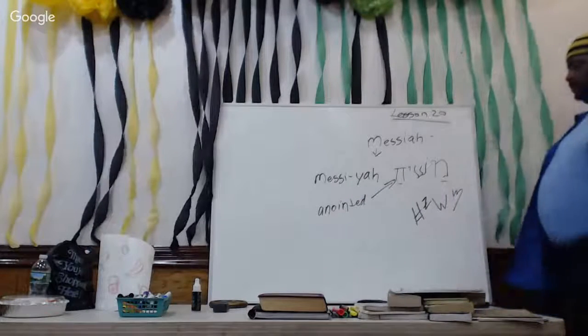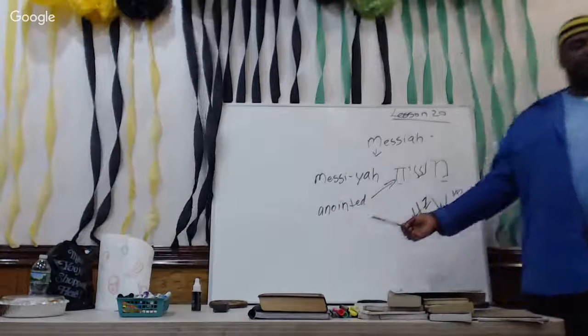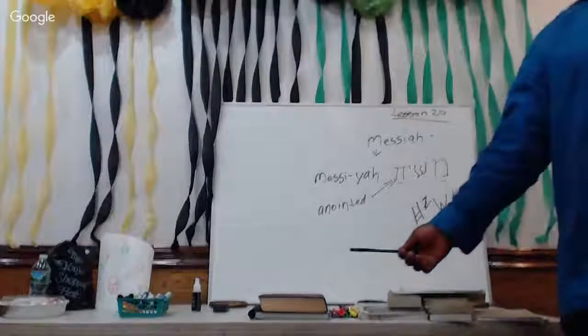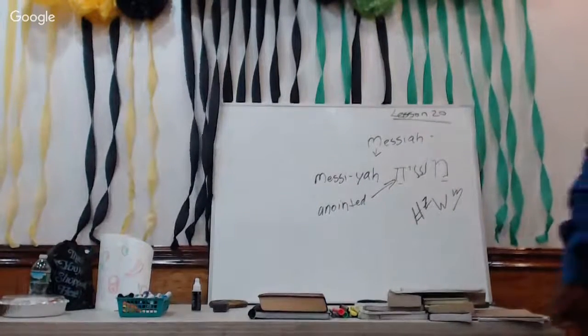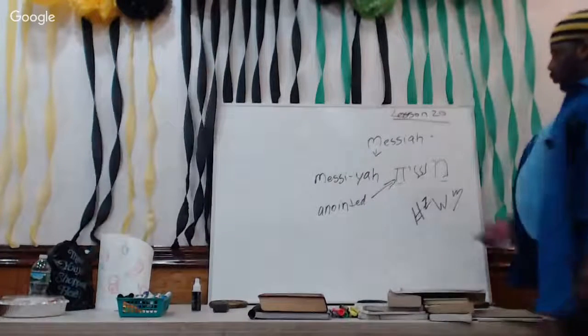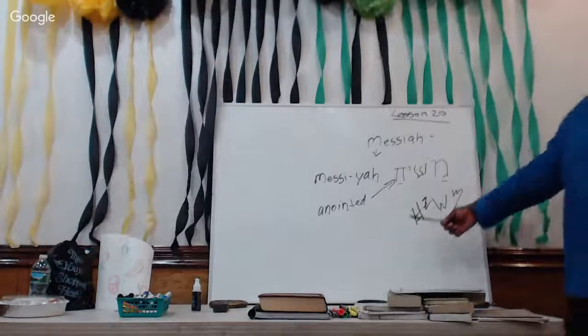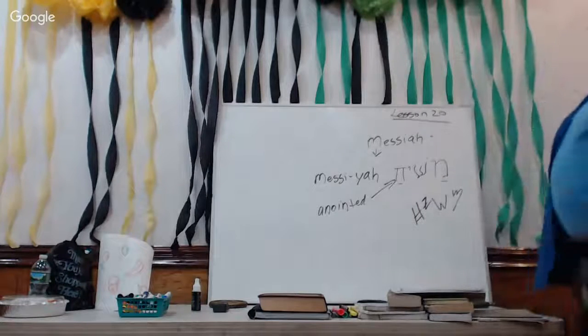Now, Aaron was anointed. His four sons were anointed: Nadab, Abihu, Eleazar, and Itamar. So already in the Torah, we have five messiahs. That's another subject. Those who know what I'm talking about know what I'm getting at.